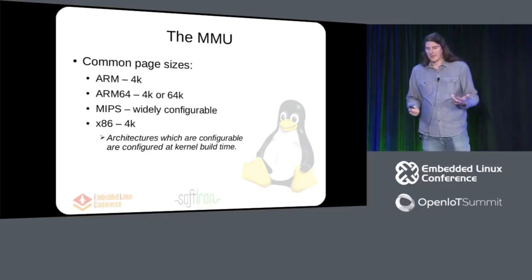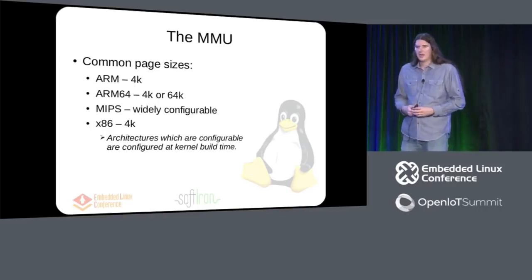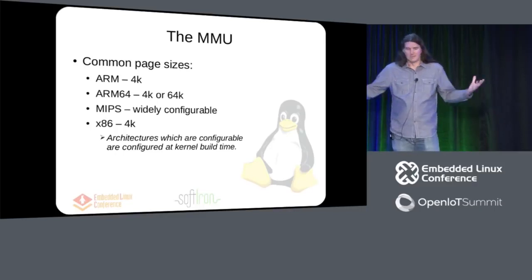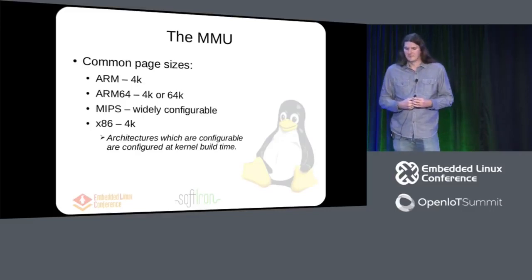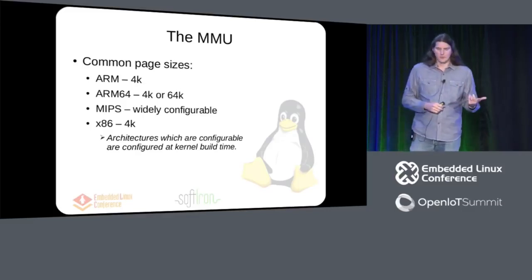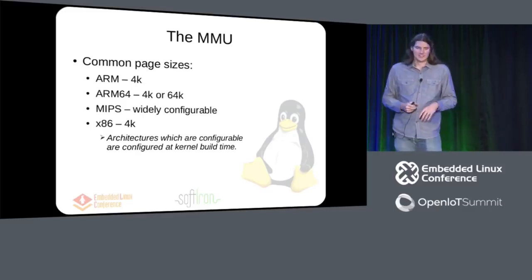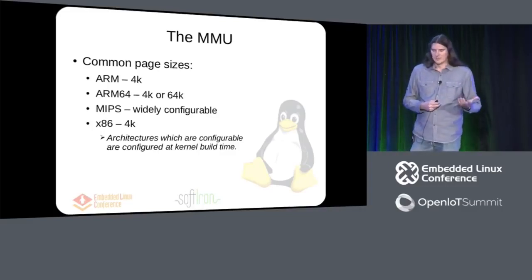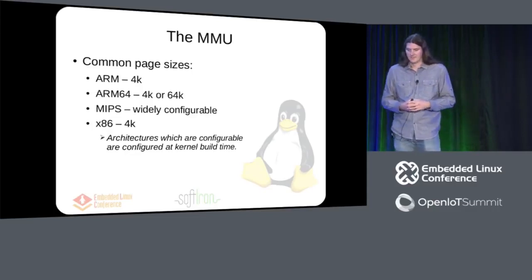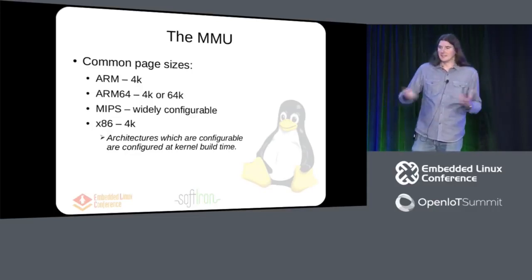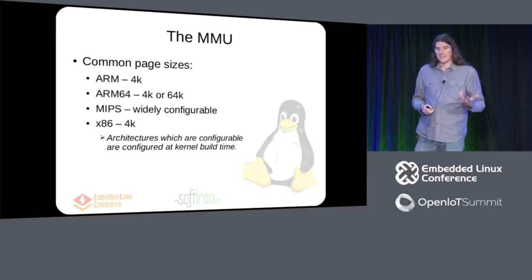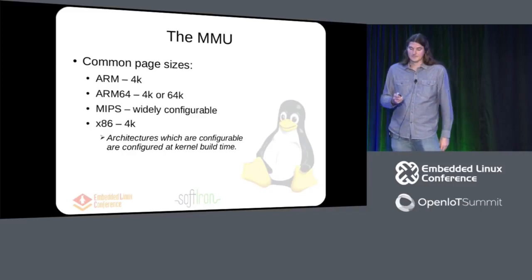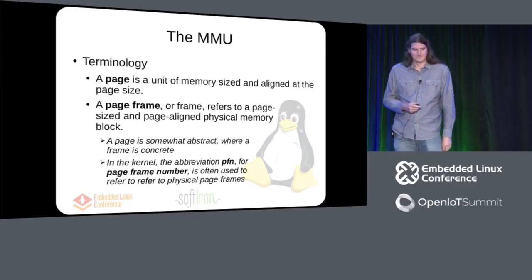On ARM, pages are 4K. On x86, pages are 4K. On MIPS, the page size has always been widely configurable. There's a whole bunch of different values you can use for the page size on MIPS. And on ARM64, you can choose between 4K or 64K. So for embedded ARM devices, of course, you can pick whatever you want. On ARM servers, 64K is the standard. In architectures where the page size is configurable, you have to configure it at kernel build time. So it's something that you would set in the menu config. It's not something that can be changed on the fly.